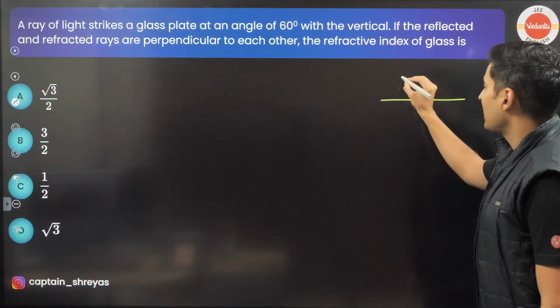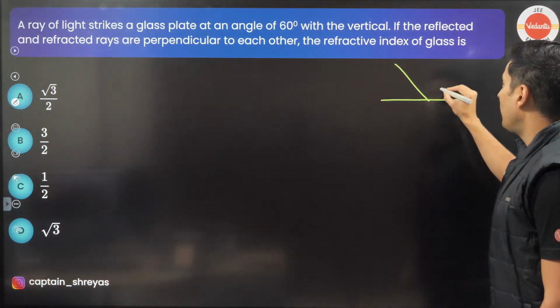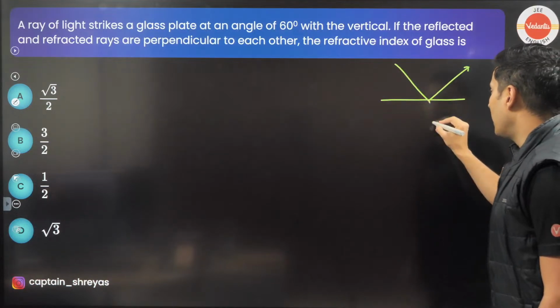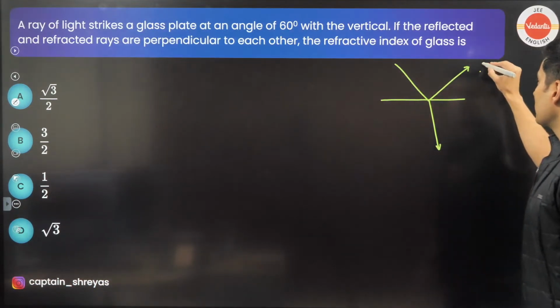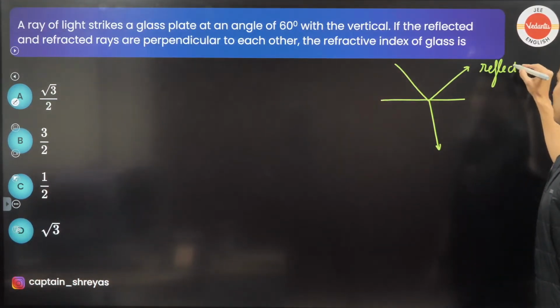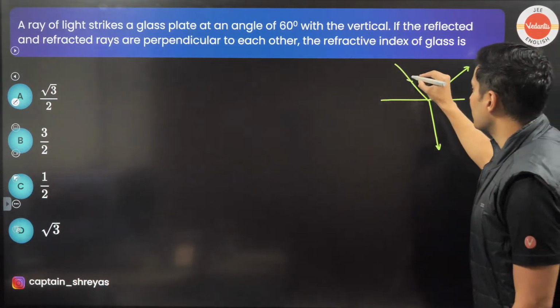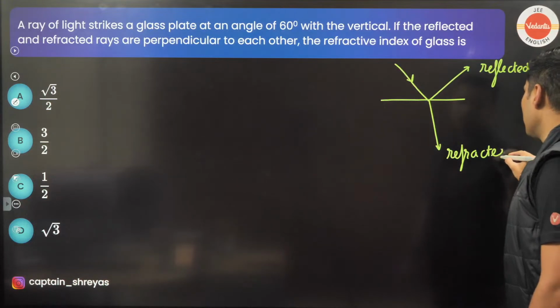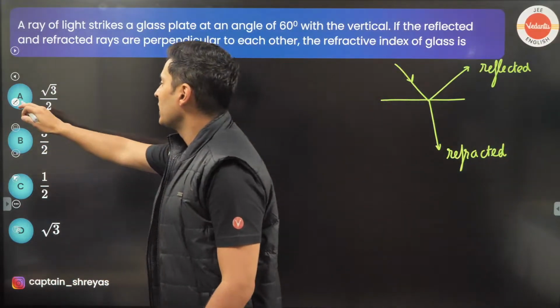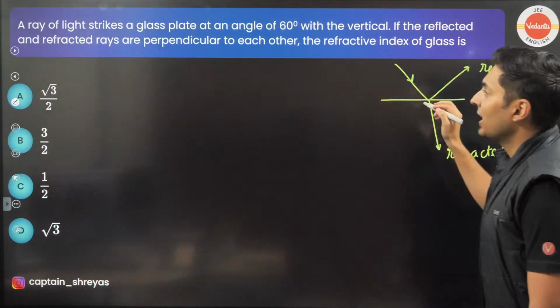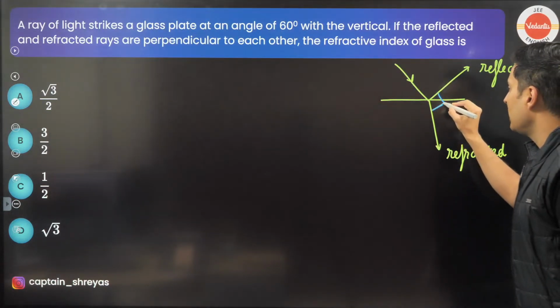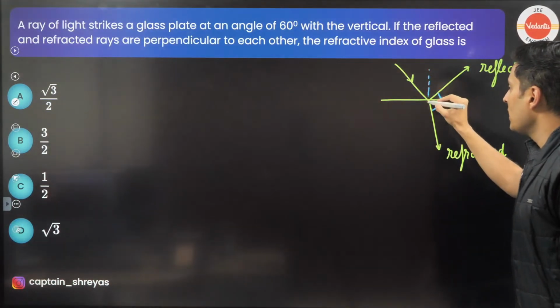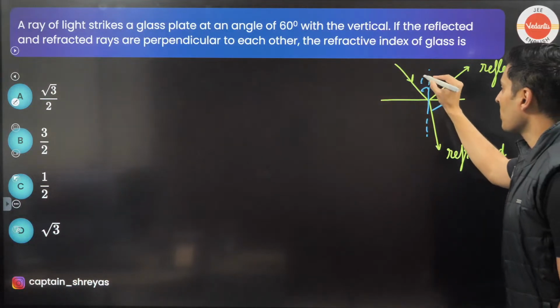So a ray of light strikes a glass plate and a part of it gets reflected and a part of it gets refracted. So this is reflected light. Okay, this is your incident light and this is your refracted light. As per the given question, the reflected and the refracted rays are perpendicular to each other, and this can only happen in one given situation.